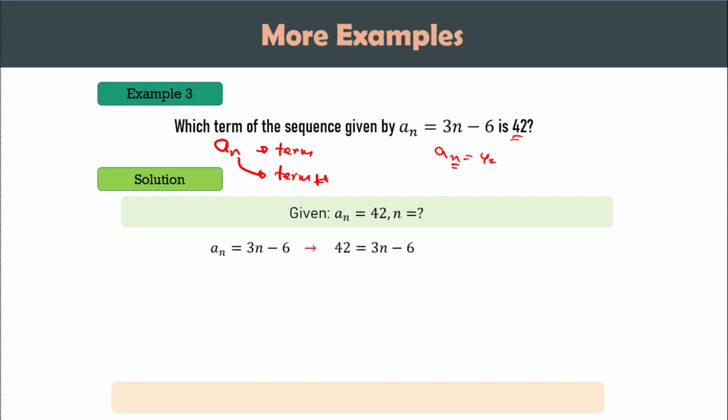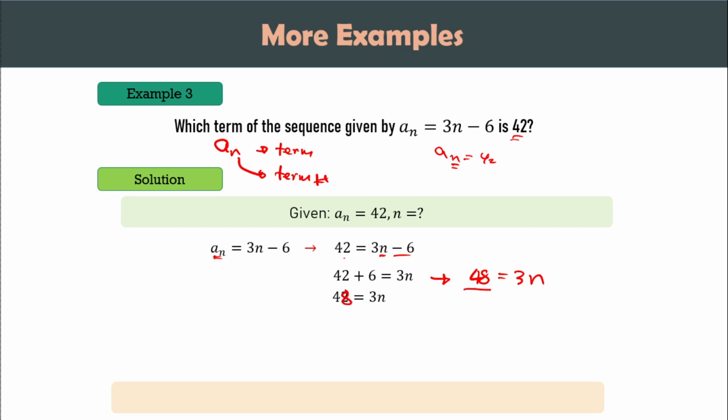So a sub n, this is the formula, equals 3n minus 6. So yung a sub n natin, substitute natin ng 42, tsaka yung n natin, this is what we're going to solve. So 3n minus 6. You're going to transpose this or combine like terms. Yung minus 6 transpose natin sa left side. So magiging 42 plus 6 na siya kasi minus dito, and equals, natitira na lang yung 3n. So 42 plus 6 will give us 48. Equals 3n.